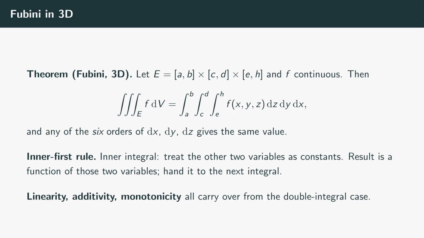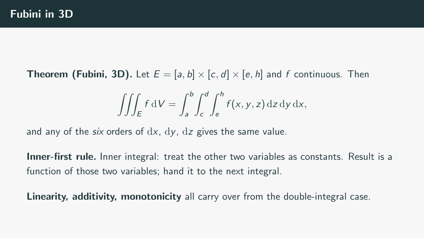Same as for double integrals, Fubini's theorem promotes the abstract limit of Riemann sums into a concrete iterated integral. Over a 3-dimensional box, the triple integral equals an iterated integral in any of 6 orders, dx dy dz, dz dy dx, and the 4 others. Pick whichever order makes the antiderivatives cleanest, you'll get the same answer either way.